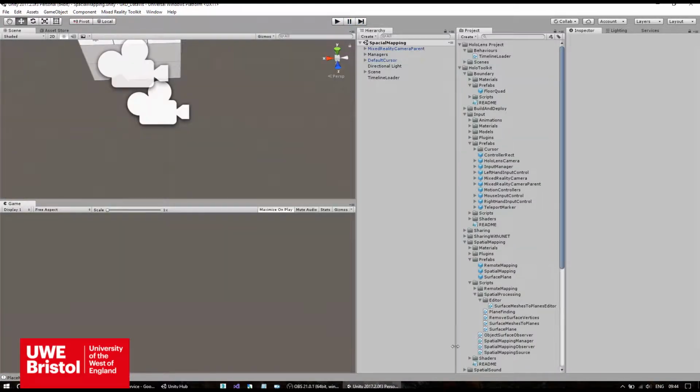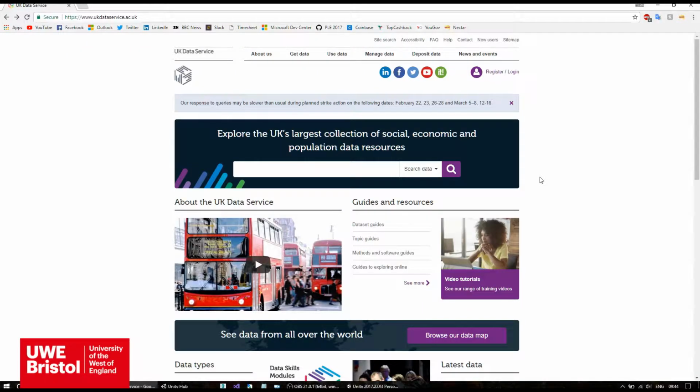As well as looking at the spatial mapping system, I managed to sign up and request some data from the UK Data Service, mostly based on people's health over their lifetime and towards later life. So that data will definitely be time-based and be a good example for me to use in the HoloLens project. For next week, hopefully I'll have some of the data.